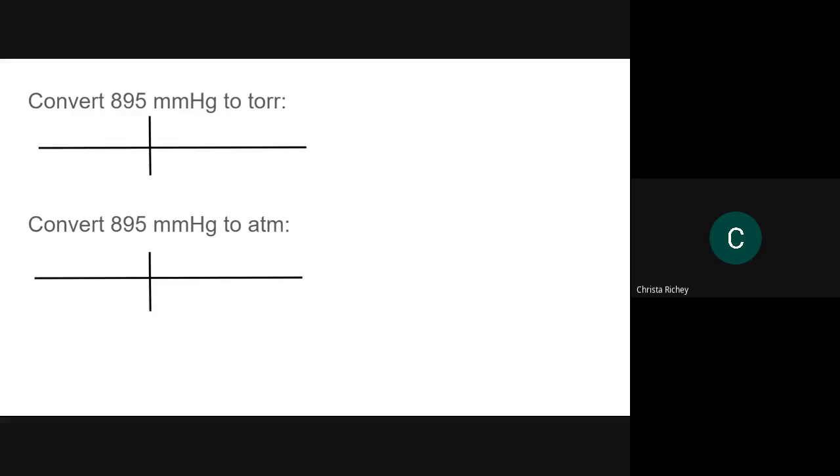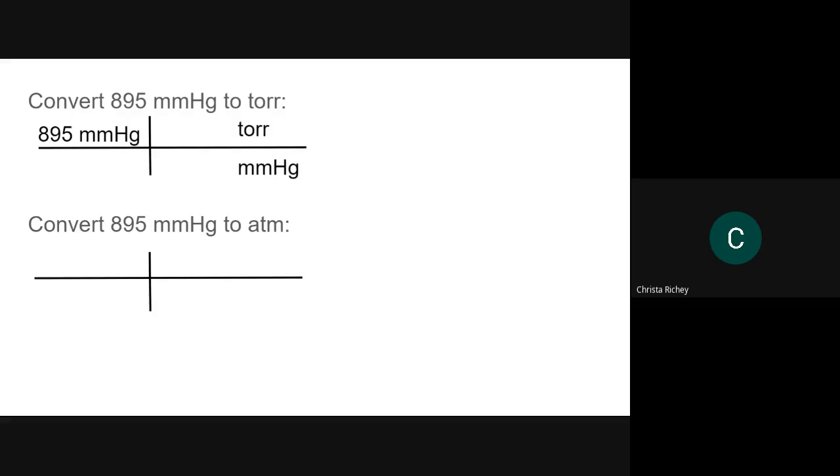All right, so I'm gonna show you how to convert real quick. We're gonna convert 895 millimeters of mercury to torr, which is easy. And we're also gonna convert 895 millimeters of mercury to atmospheres. So that means we would drop the 895. I'm going to do the top one first, but we would drop the 895 in the starting block. These conversion crosses, we use them all the time. We don't want to be in millimeters of mercury, okay? And I want the top one to be in torr.